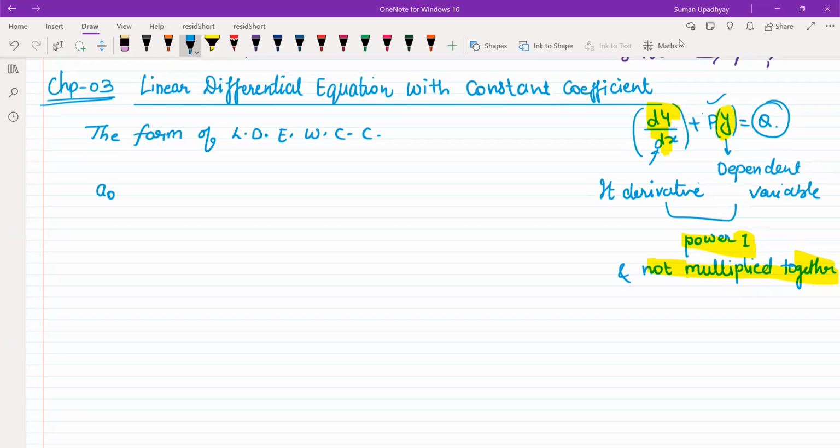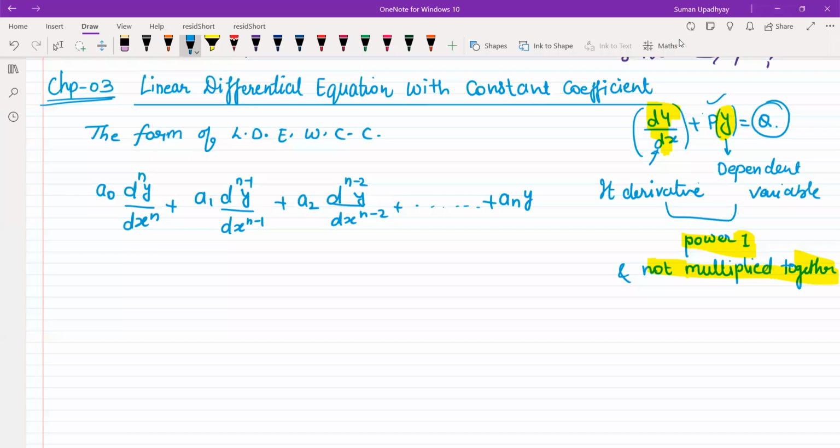So a0 is our constant, a0 d raised to n y upon dx raised to n plus a1 d raised to n minus 1 y upon dx raised to n minus 1 plus a2 d raised to n minus 2 y upon dx raised to n minus 2. And it will just go on this way. The last term would be a_n y is equal to capital X, where this capital X is not the variable x, this is a function of x only. We were using Q over here, no? So here we are using capital X, which is a function of x only. All right. So this is the form of a linear differential equation with constant coefficient.